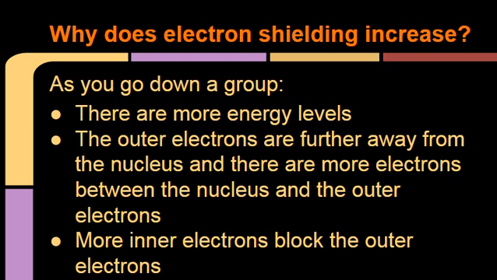So if you have 6 energy levels, you are going to be blocked from the nucleus by electrons on 5 other energy levels. And there's going to be a lot of electrons on those 5 other energy levels. Whereas if you were to the top of the periodic table and you only had 2 energy levels, well then you're only going to be blocked by the electrons on 1 energy level. So there's not really that many electrons blocking it. So that's why our electron shielding is going to increase as you go down the periodic table, because we keep on adding more and more energy levels.